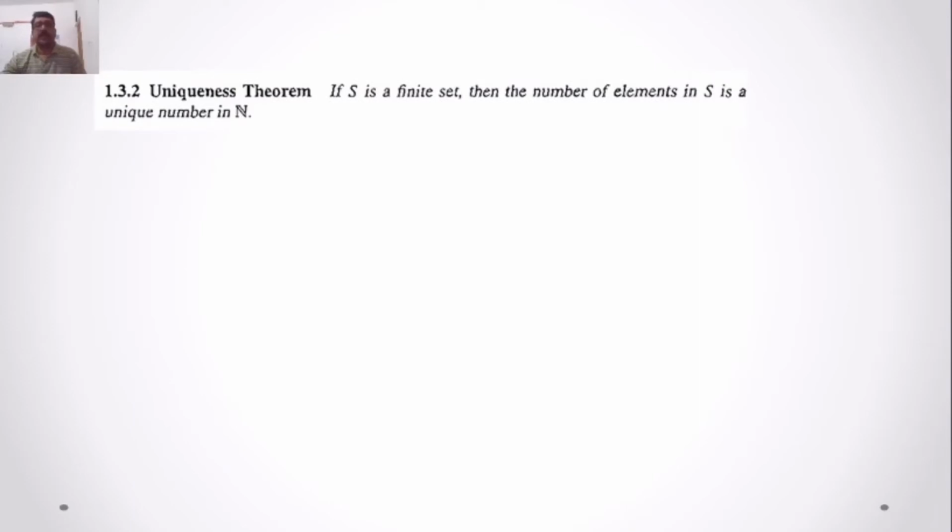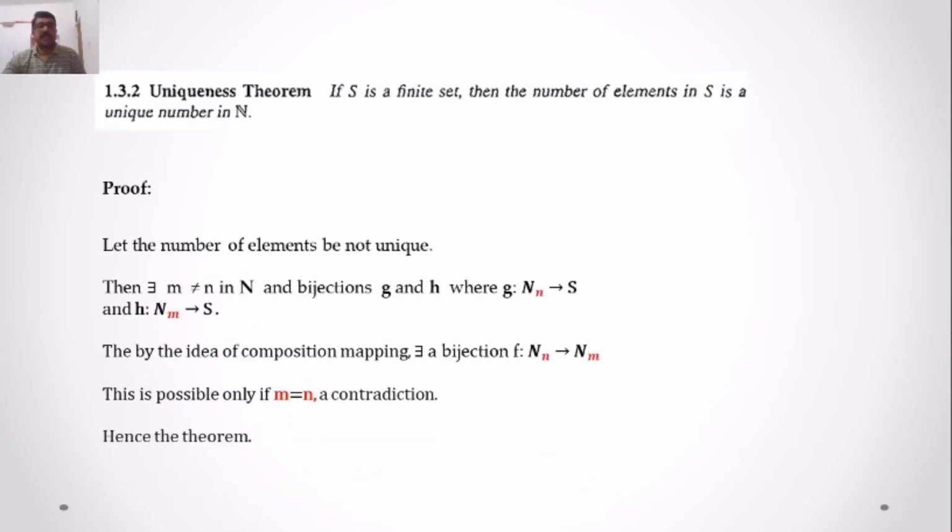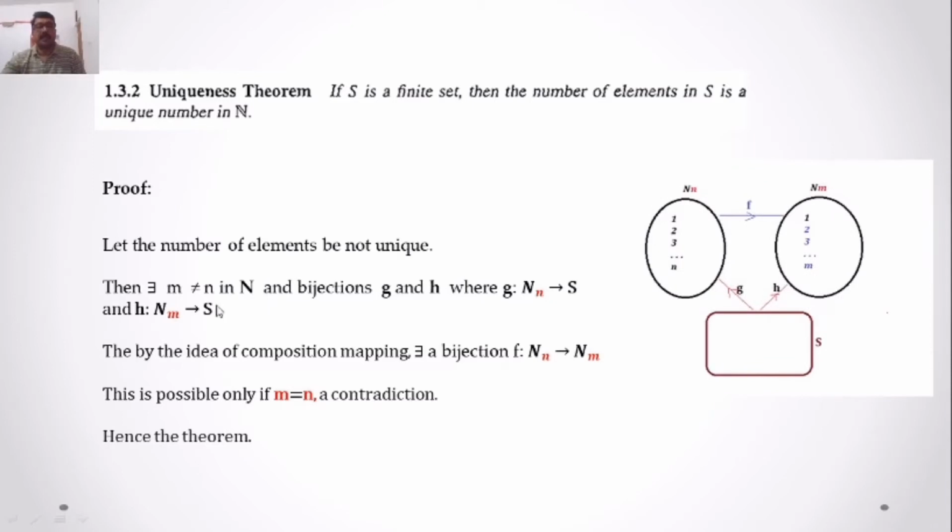Uniqueness theorem. If S is a finite set, then the number of elements in S is a unique number in N. Proof. Let the number of elements be not unique. That is, there exist natural numbers m and n, not equal, such that there exist bijections from S to N_n and S to N_m. If we assume S has n elements, then there exists a bijection G from N_n to S. If we assume that S has m elements, there exists a bijection H from N_m to S.